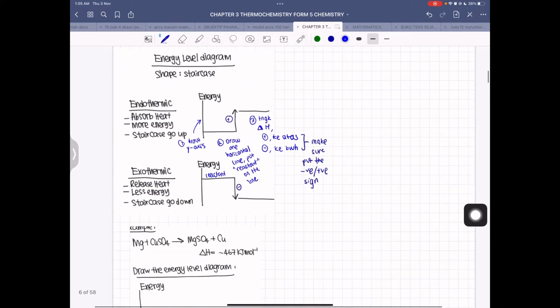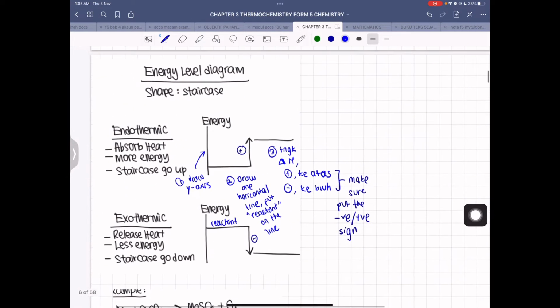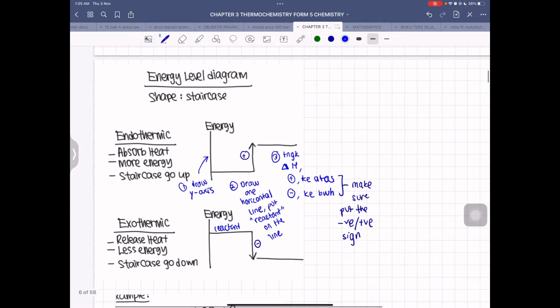For example, if you encounter this question. But before that, I'm going to show how to draw it in the first place. First, you need to draw a y-axis. There's no x-axis, but you need to draw a horizontal line. If it is absorbing heat, so it's positive, it goes up. Then go straight. If it's releasing heat, it goes down, because this is showing the heat energy change. It goes down, negative, the arrow, and then a straight line.